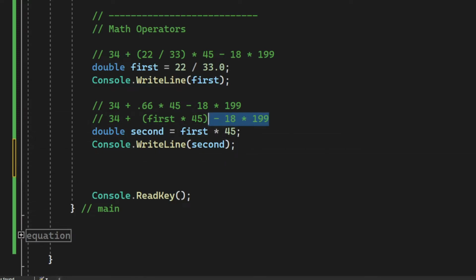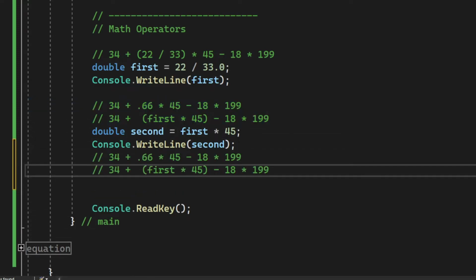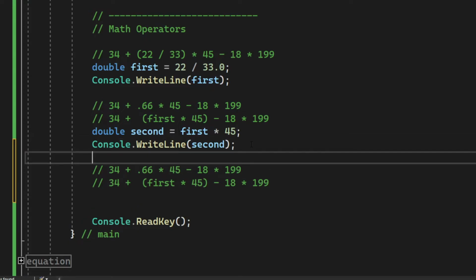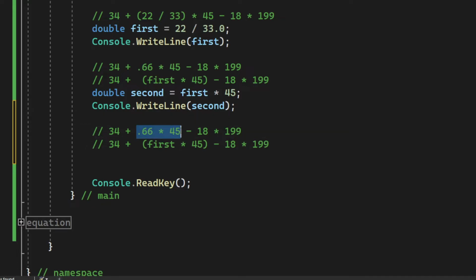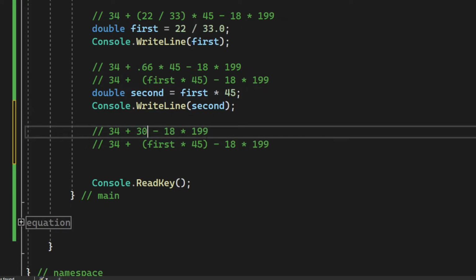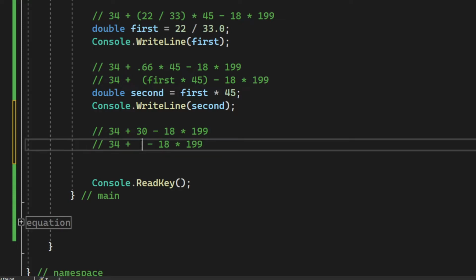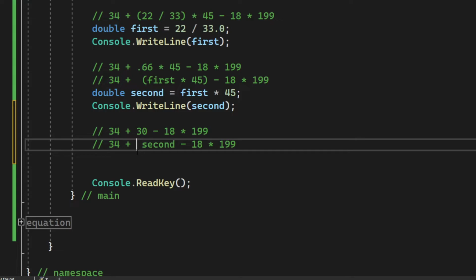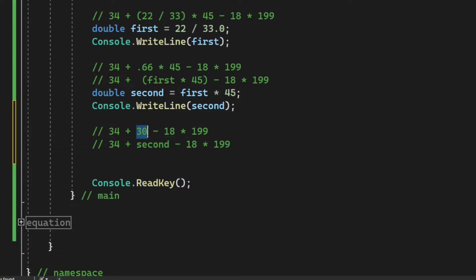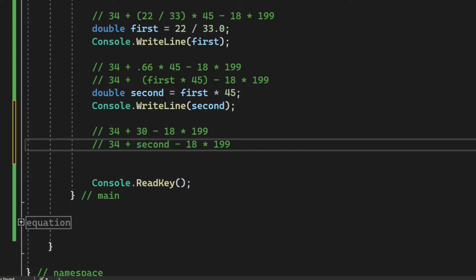I'm going to take both of these. And once you get comfortable, you don't need to break it down quite like this, but it's great when you're first getting practice to know the order of operations. So we know this 0.66 times 45 resolves to 30. So I'm actually going to take this, and we know that 30 was stored in second, so I'm going to do second here. So this is our equation using our variable names. So now we have our 34 plus our second variable, which is holding 30. And then we do minus 18 times 199.